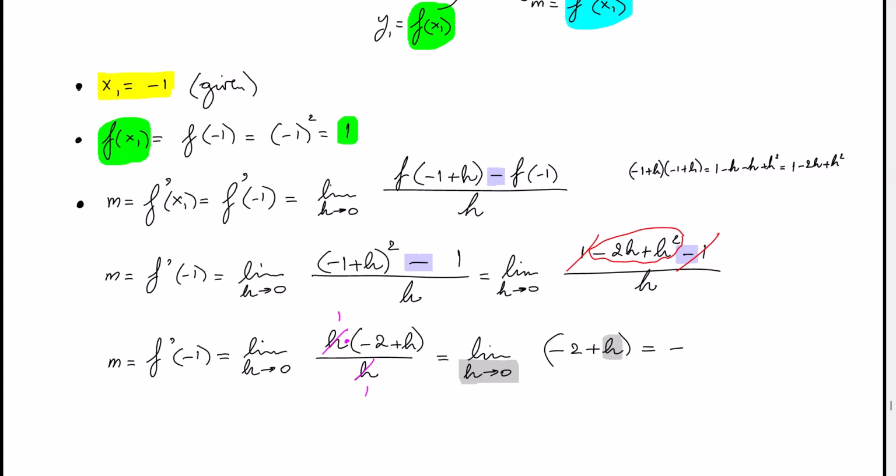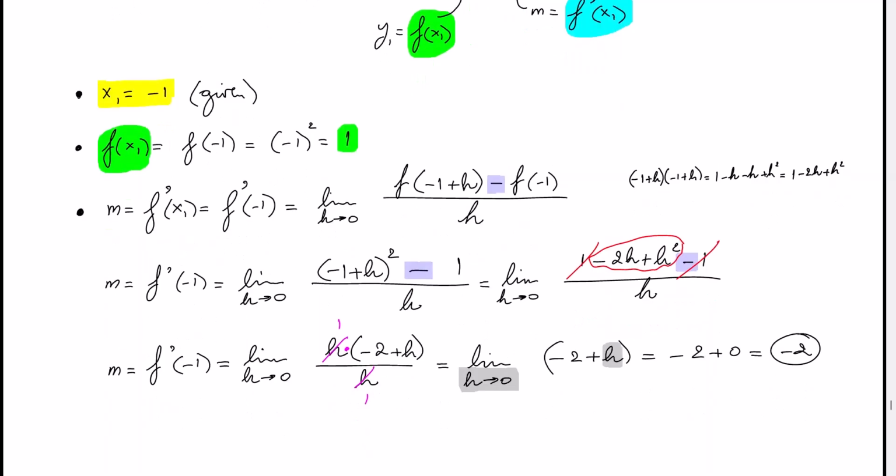It's -2 plus 0, which is -2. So the slope we're looking for is -2. So the blue number that we're missing is -2.